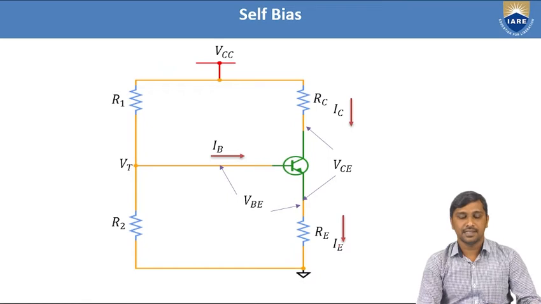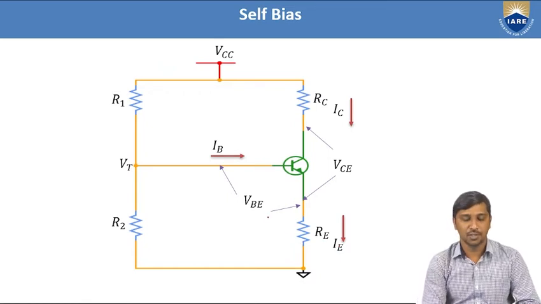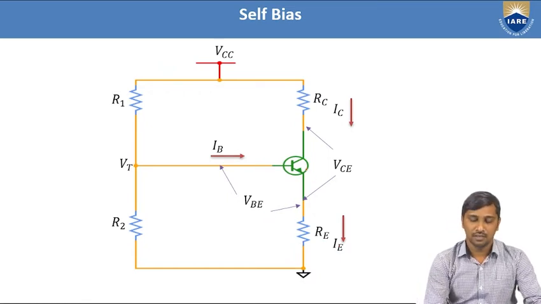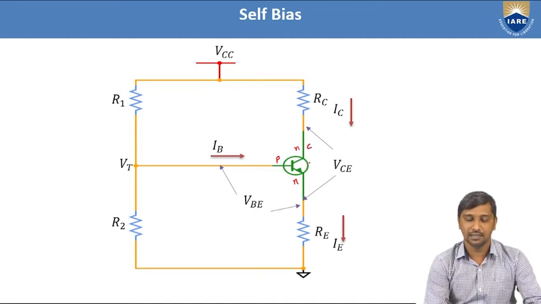For this case, let us consider the self-bias circuit. Here we are going to use a common emitter configuration, and I used an NPN transistor. This is N type material, P type material, and this is N type material. This terminal is represented as the collector, this terminal is the base, and this terminal is represented as the emitter.